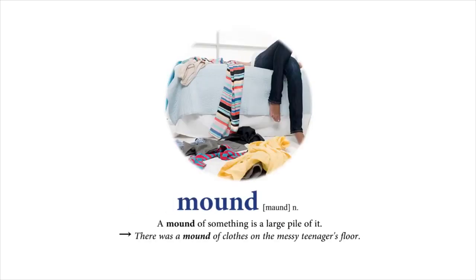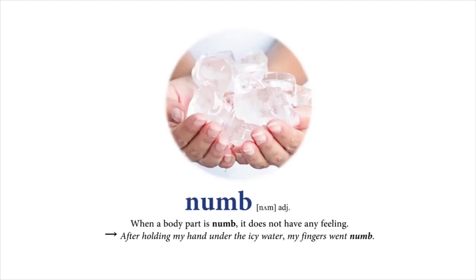Mound. A mound of something is a large pile of it. There was a mound of clothes on the messy teenager's floor. Numb. When a body part is numb, it does not have any feeling. After holding my hand under the icy water, my fingers went numb.